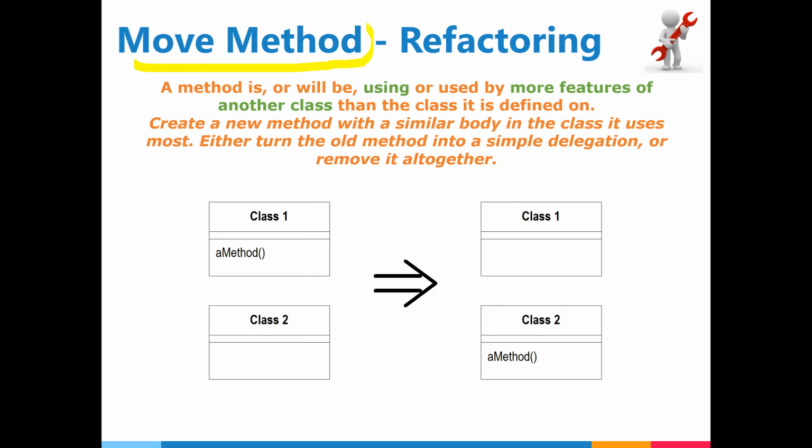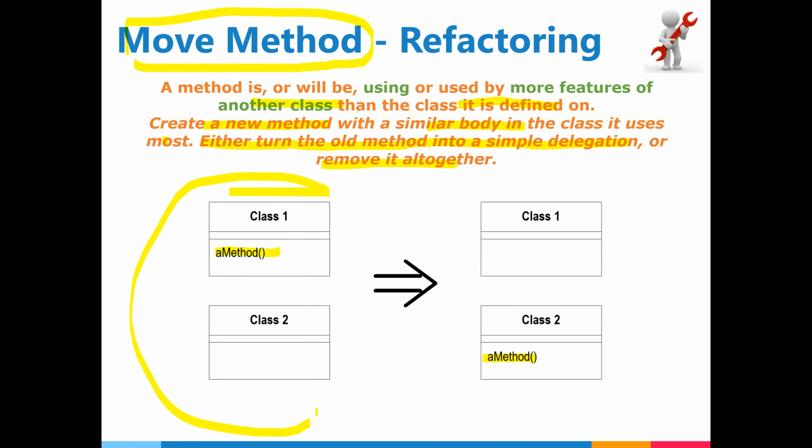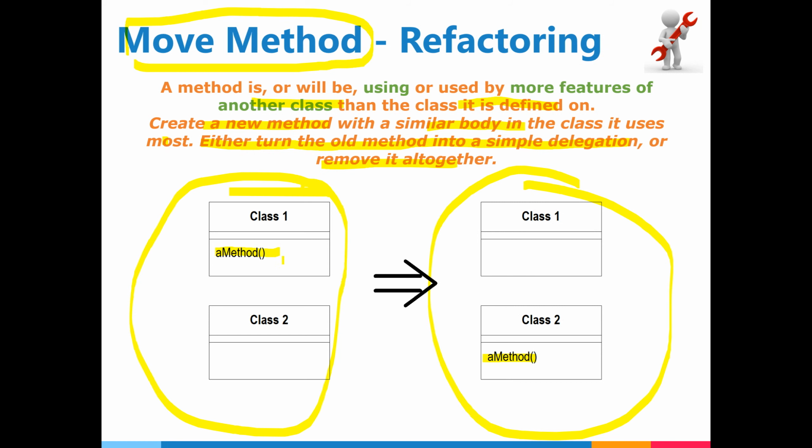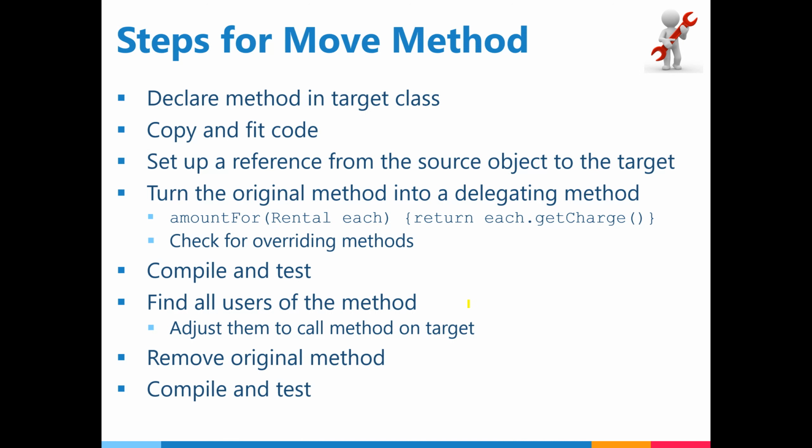So what is a move method refactoring? A method is or will be used by more features of another class than the class it is defined on. And what is the step? Create a new method with a similar body in the class it uses most. Either turn the old method into simple delegation, we will talk about it, or remove it altogether. So you have this method and you move this method to class 2. So this is the first situation and this is the next. So we move this one to here. So let's see how we do that.